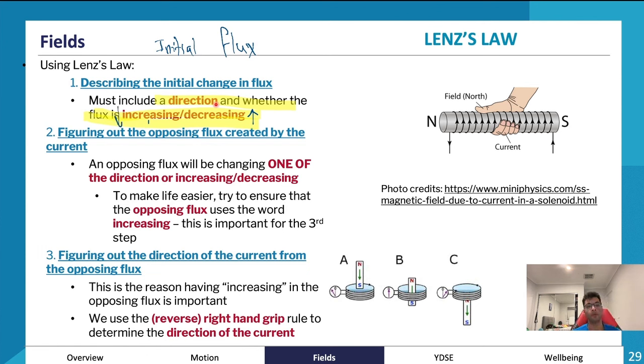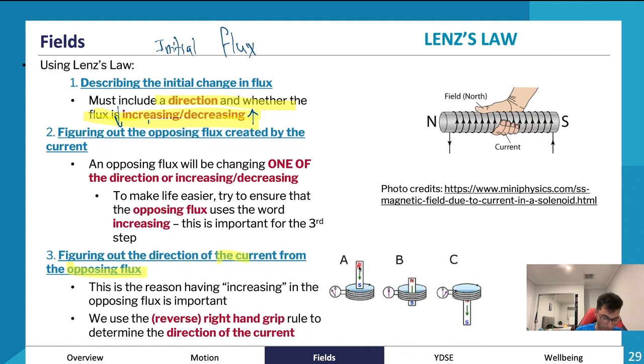So for this to happen, we want to figure out which direction the current will go for it to oppose the change in flux. To make sense of that, we can look at this diagram. What is happening in this diagram is that initially this magnet is being dropped downwards.